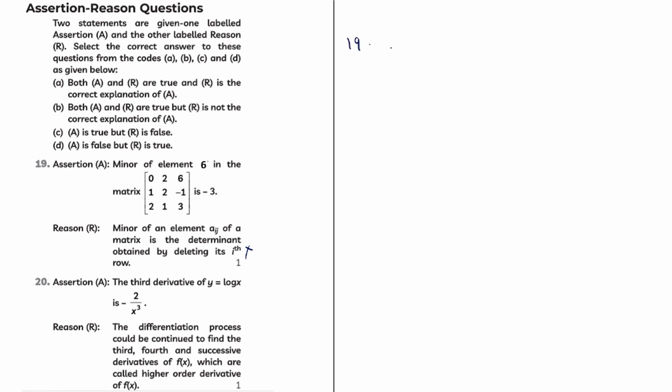So minor of element 6 is M13. So it is the determinant obtained by deleting the first row and the third column. So it is |1 2; 2 1|. So this is 1 into 1 minus 2 into 2. So 1 minus 4, which is minus 3. So here the assertion is true but the reason is false. So the correct option is option C for this 19th question.